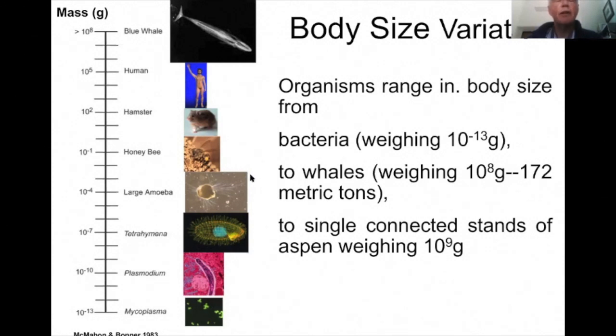That is effectively a single organism, and those are the largest, most massive single organisms known on Earth. At least I believe they are. And that is something in the range of around 10 to the 9th grams. So we have a range of body size that spans over 20 orders of magnitude. So organisms vary tremendously in size, and that's why these body size relationships are so important.